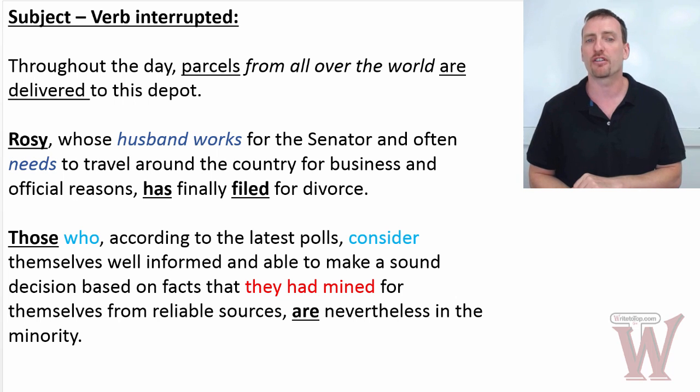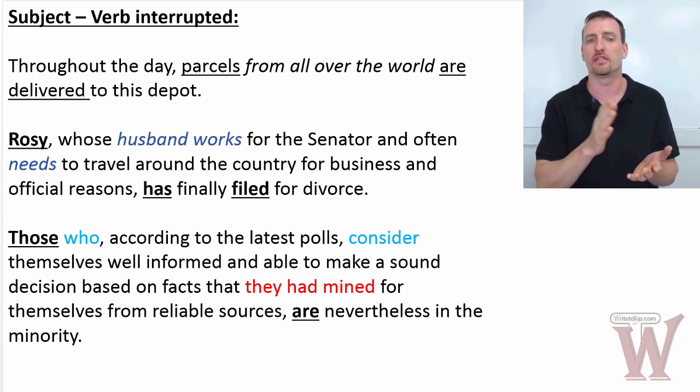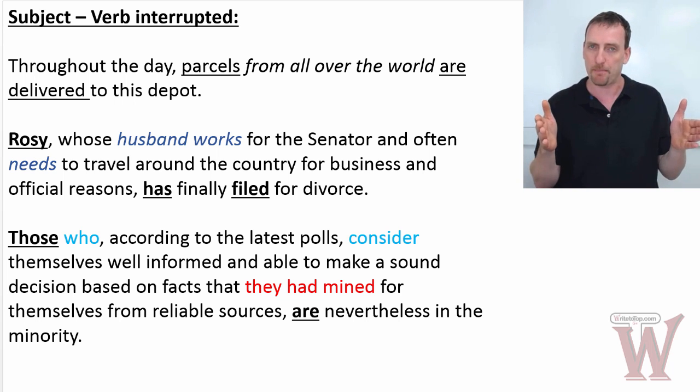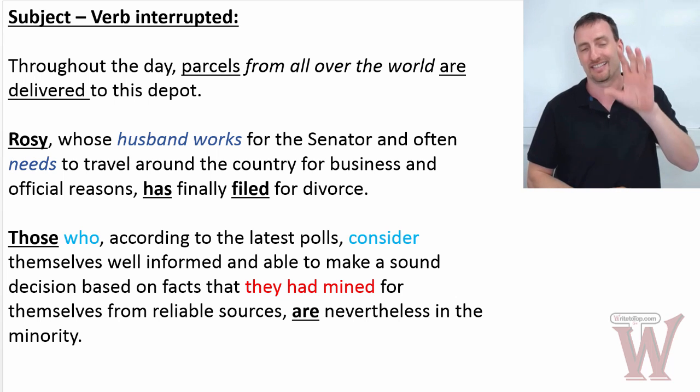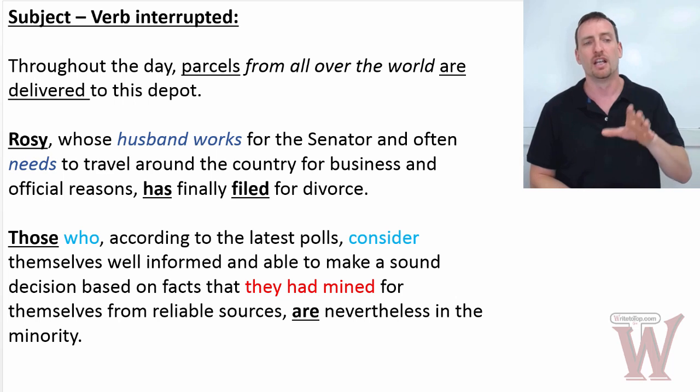Throughout the day, parcels from all over the world are delivered to this depot. Subject, parcels, verb, are delivered. From all over the world, this is a prepositional phrase. It comes between them. They still have to match. This is a pretty easy sample to see, but we're going to look at more complicated ones in a second.